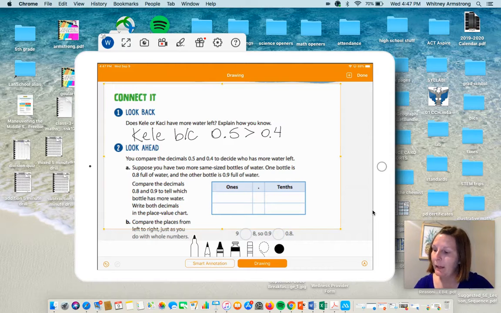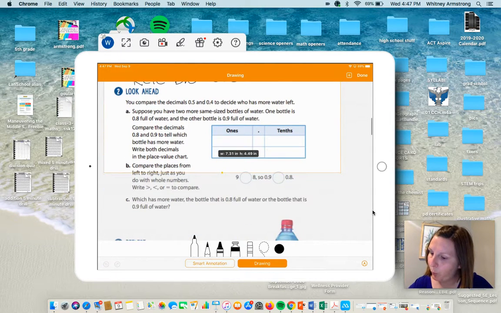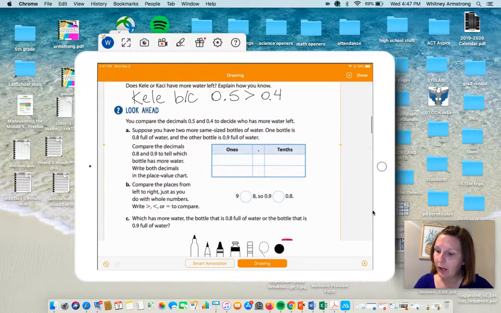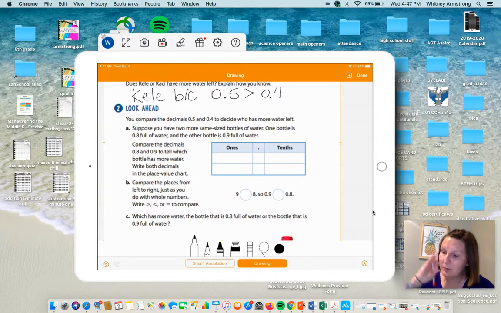All right, now let's look at this part. We've already filled part of this out. So you compare the decimals 0.5 and 0.4 to decide who has more water left. Suppose you have 2 more same size bottles of water. One bottle is 0.8 full of water and the other bottle is 0.9 full of water. So we're going to compare those 2 decimals. The first thing we're going to do is put them in the place value chart. So we see our place value chart here. So we need 0.8 and 0.9.